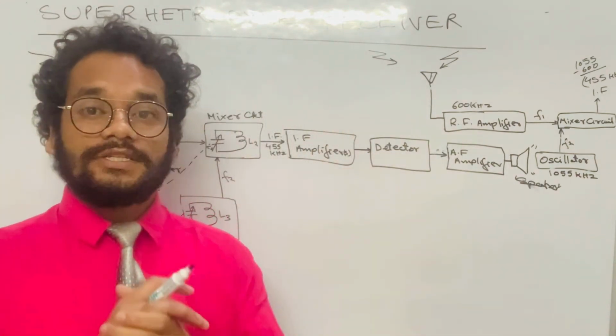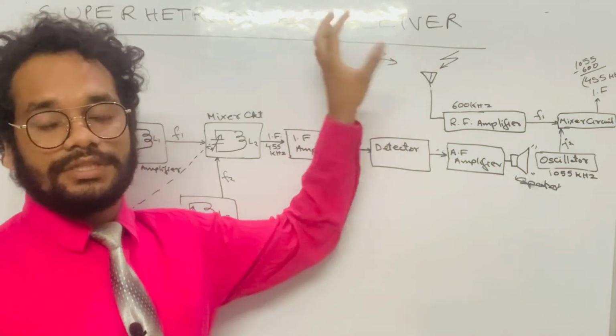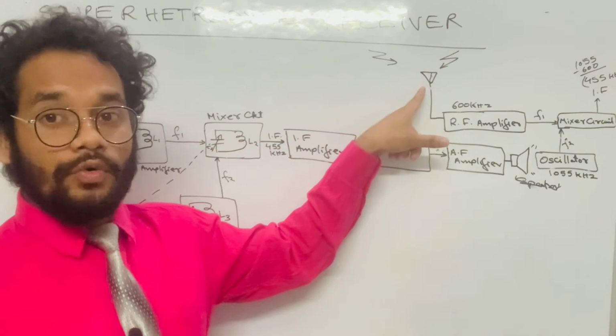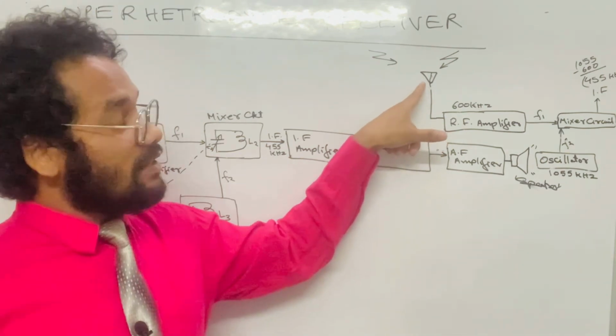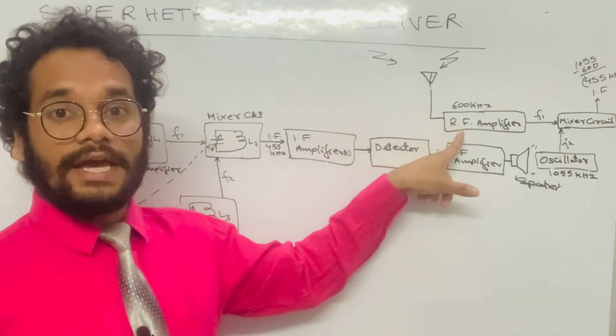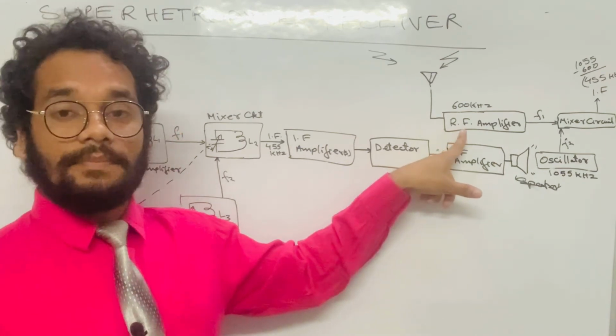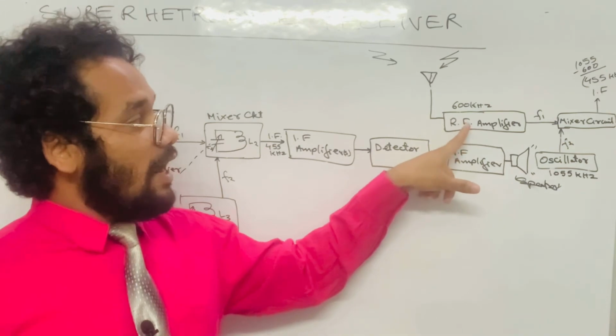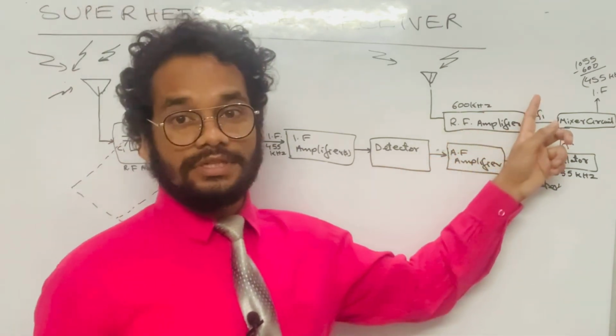Now let me just summarize the topic, friends. What we have studied: from the broadcast station the signal is transmitted and received by this antenna, and those radio waves received by the antenna are given to the radio frequency amplifier. This radio frequency amplifier selects only that particular frequency to which the receiver is tuned. Suppose after receiving, that frequency is F1.